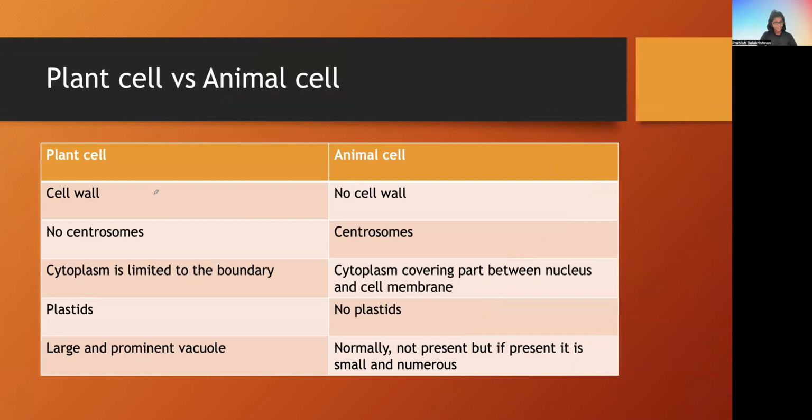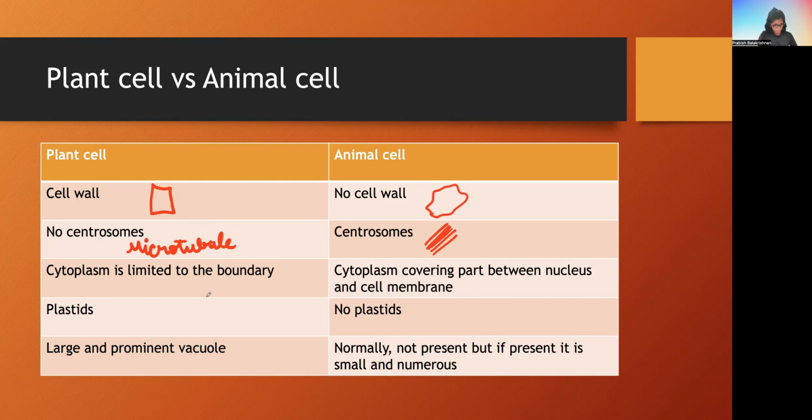So what are the differences between the plant cell and the animal cell? The plant cell has a prominent cell wall while the animal cell does not have a prominent cell wall. Plant cell does not have the centrosomes, but they only have the microtubules, while the animal cell, on the other hand, has the centrosomes.